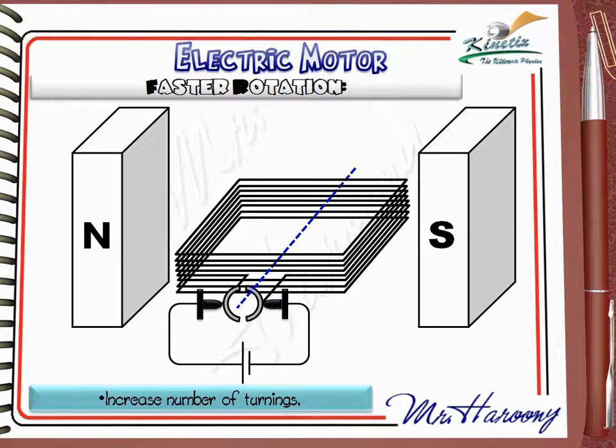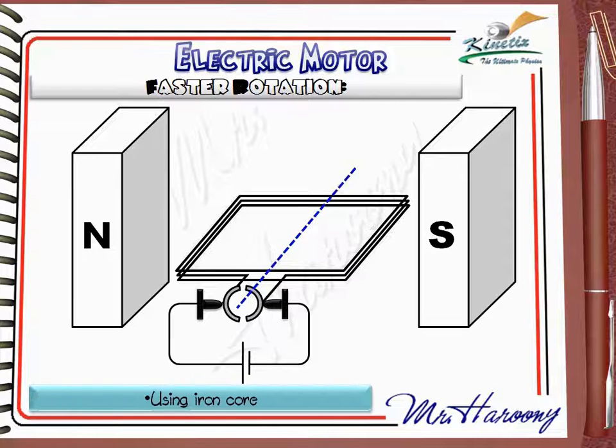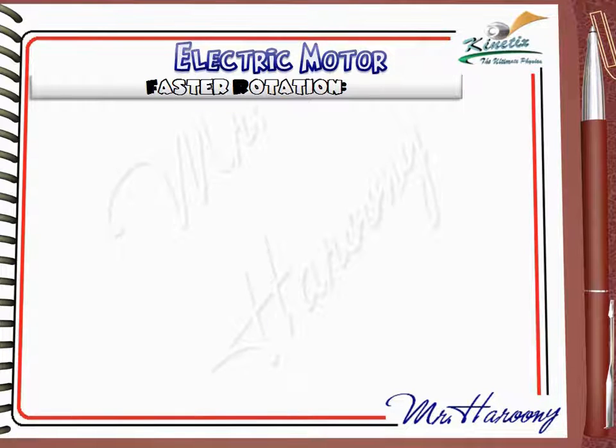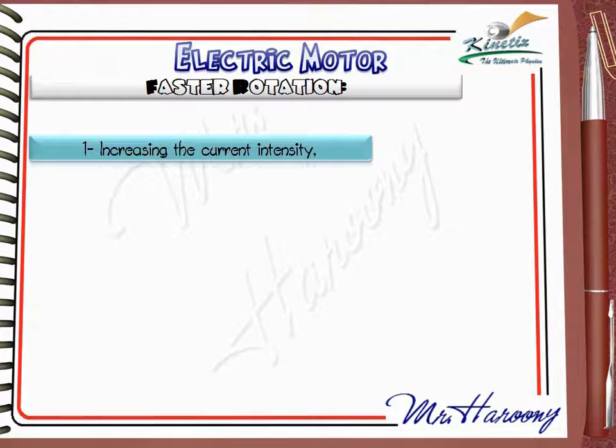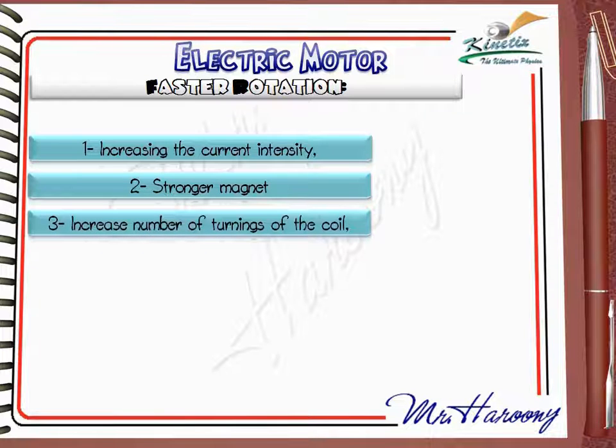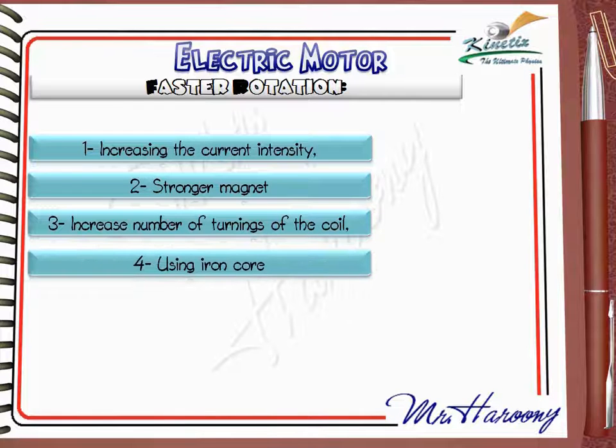Another method is to use an iron core for the coil. The presence of the iron core inside the magnetic field concentrates the magnetic field lines and causes faster rotation. To summarize these factors, number 1, increase the current intensity. Number 2, increase the strength of the magnetic field. Number 3, increase the number of turnings of the coil. Number 4, use an iron core.